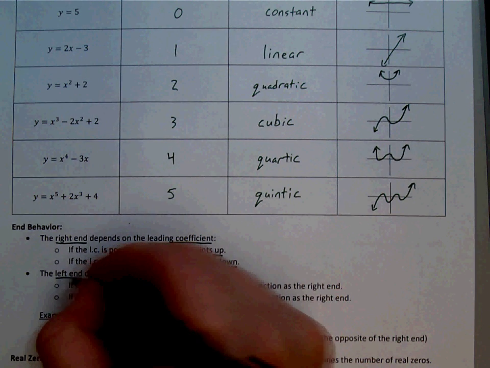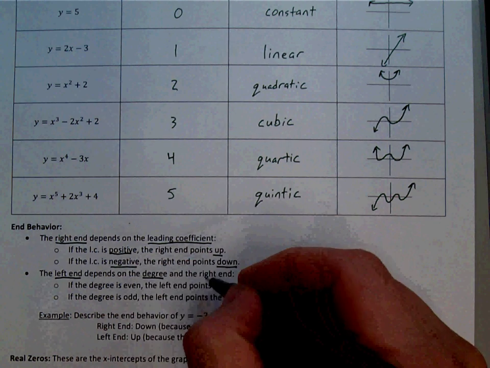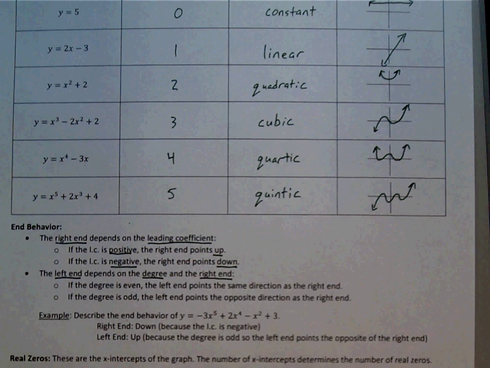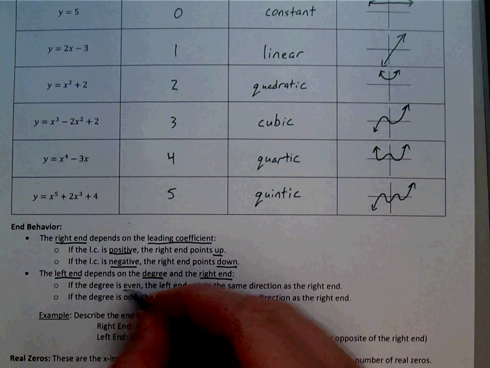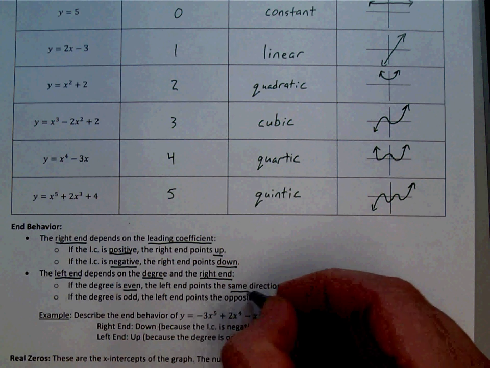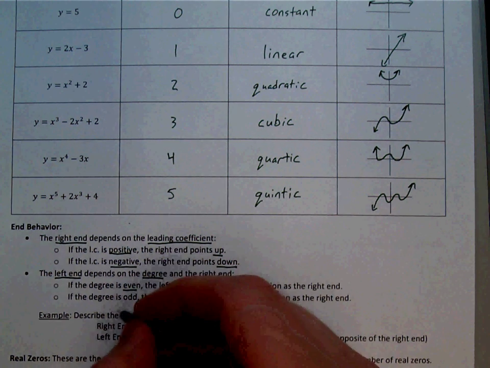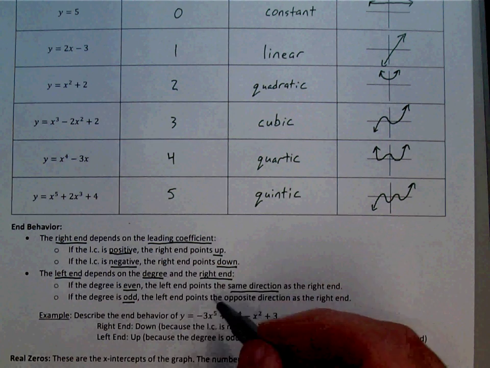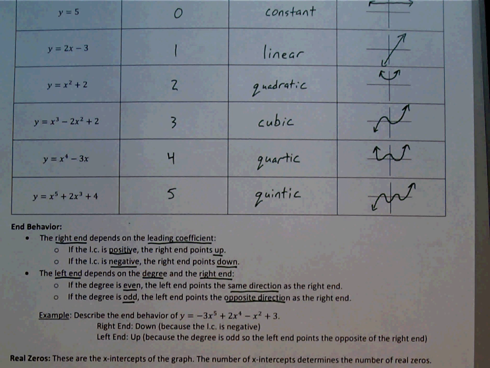Now as for the left end, it depends on two things. We look at the degree as well as what the right end is doing. It's a combination of those. When the degree is even, both ends, the left end and the right end, point the same direction. So they would both be going up or both be going down. When the degree is odd, the left end points the opposite direction as the right end. So if the right side's pointing up, the left side points down.